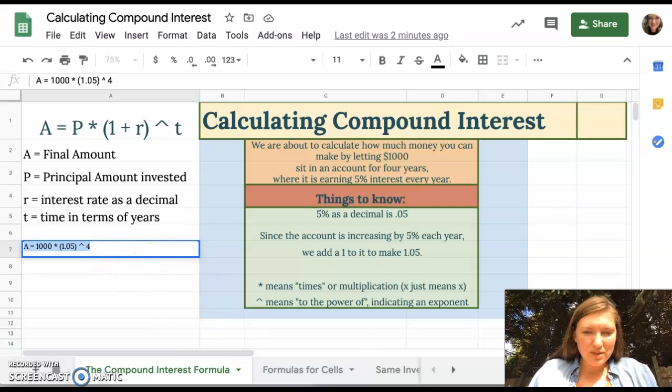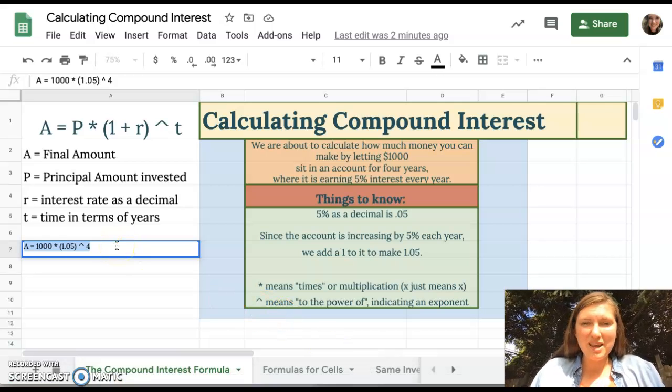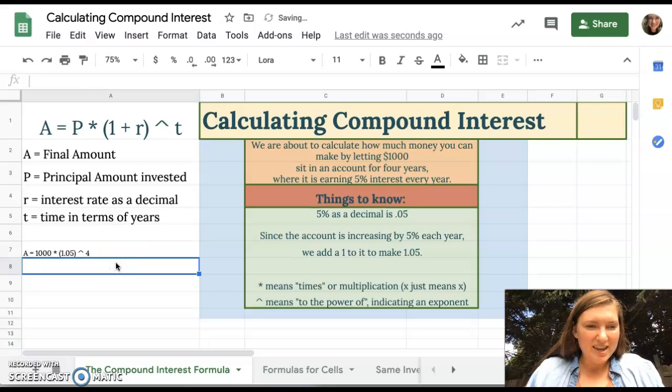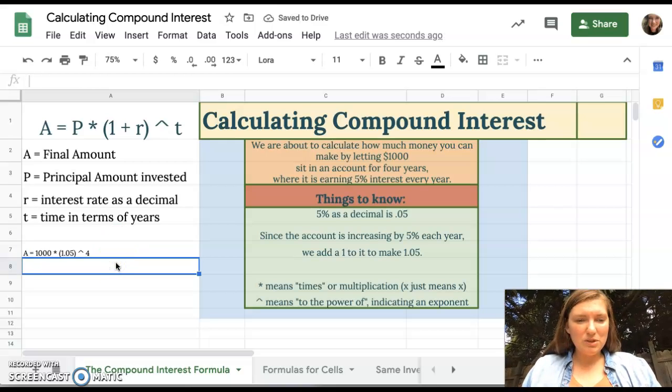All right, so let me get my calculator out real quick. And you may have noticed something about what I just did there. When we're working in a spreadsheet, there's some things that are different. We have this asterisk, and that means times or multiplication. And this caret shape means to the power of or indicates an exponent. So that's what that is there. Okay, so I'm going to do this math real quick with you.